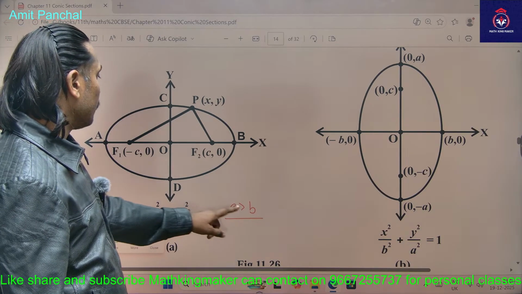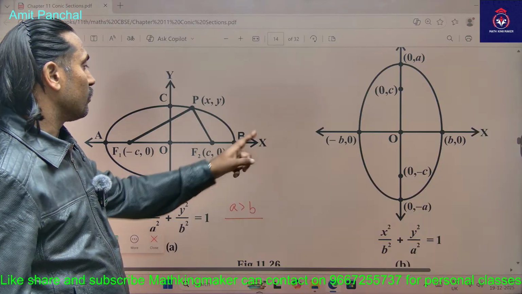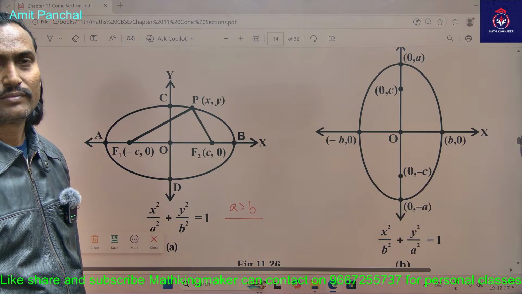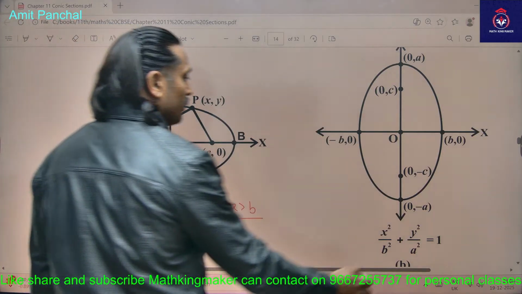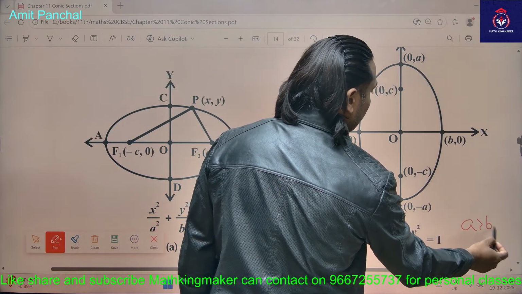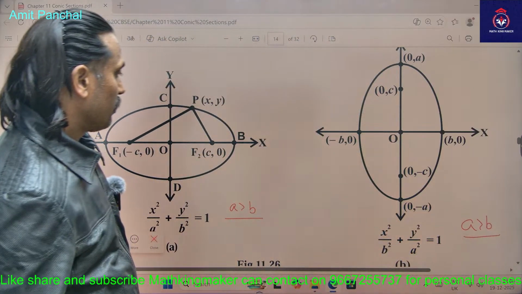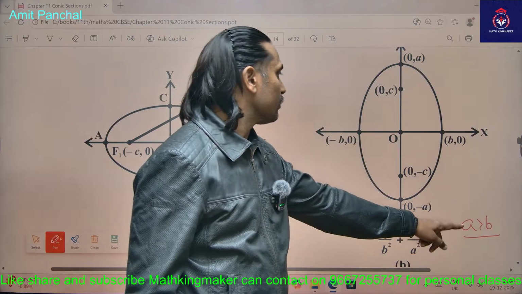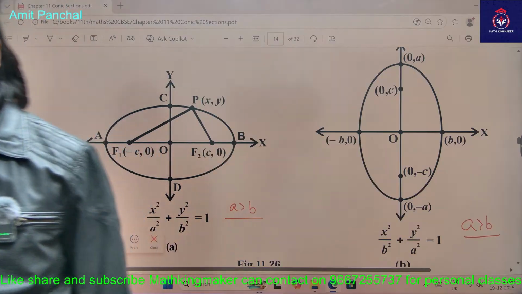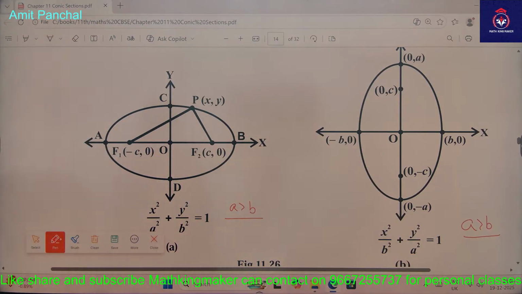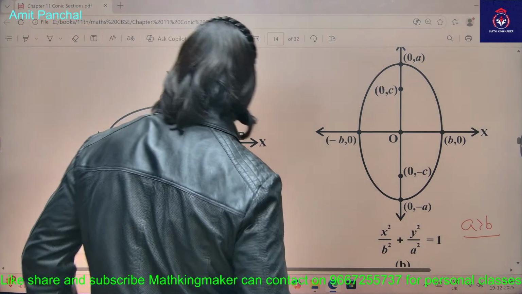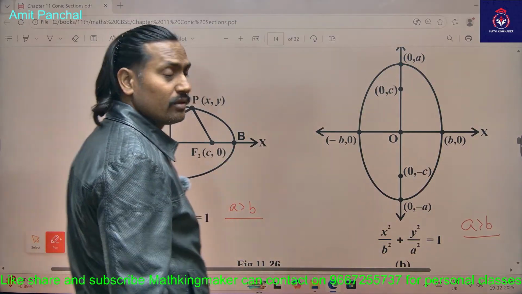So that means your major axis will be lying on the x-axis. And in this other scenario, A is greater than B here also. But what is the change? We have written B square below x square. So in that case, A is less than B.